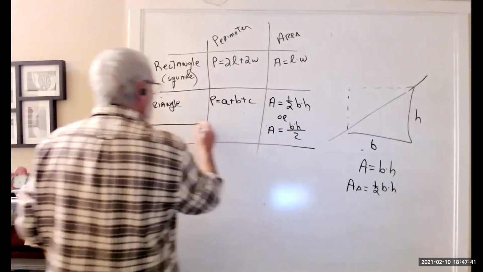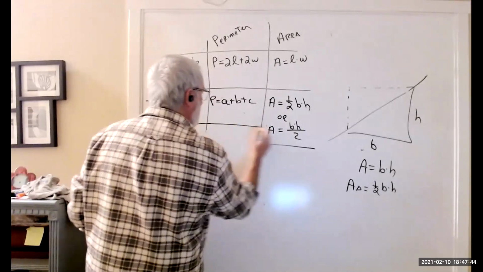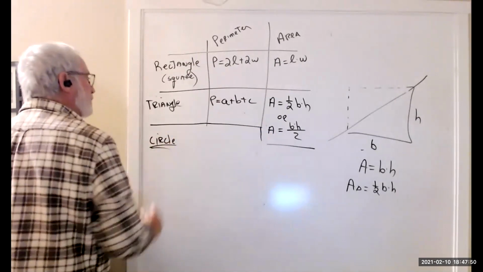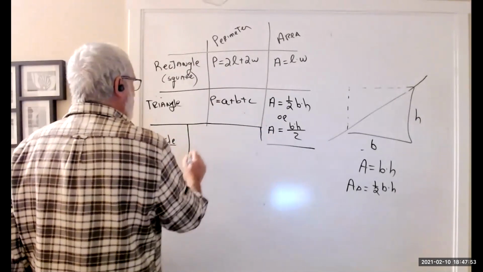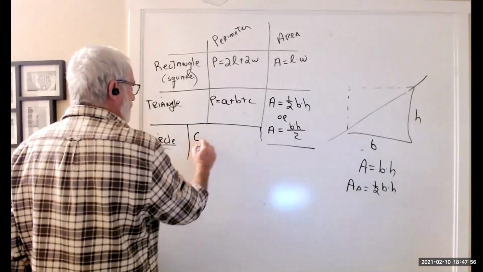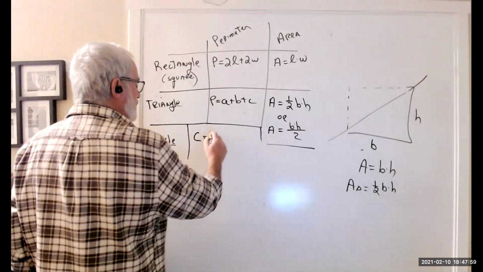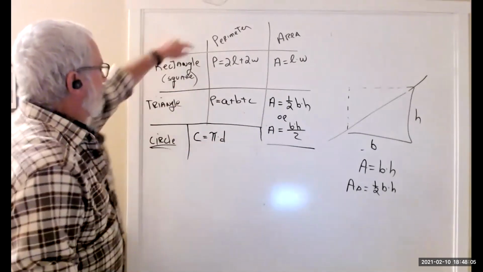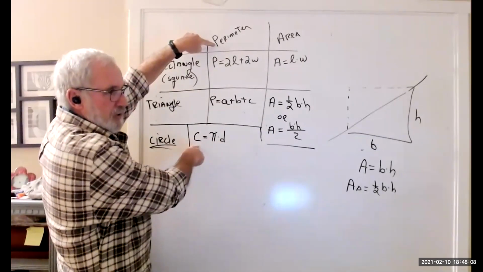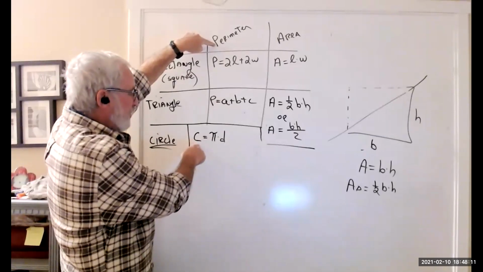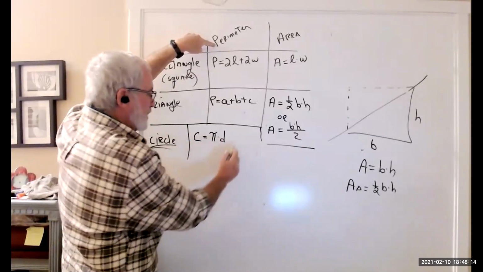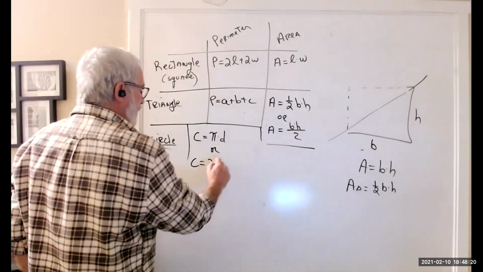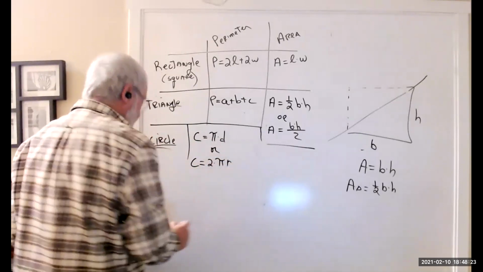Last one that's kind of important for all of us, and that's a circle. The perimeter of a circle is called the circumference, and it has 2 formulas. It's either pi times the diameter, pi d. So instead of perimeter, we say circumference. It means the same thing. Circumference is pi times the diameter, d is diameter, or circumference is 2 times pi times little r.